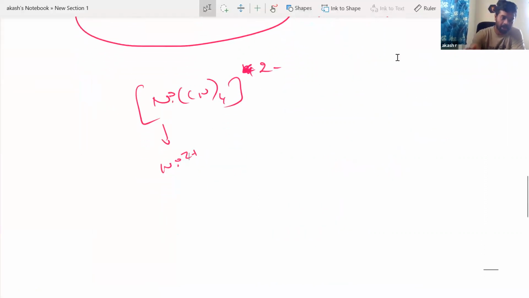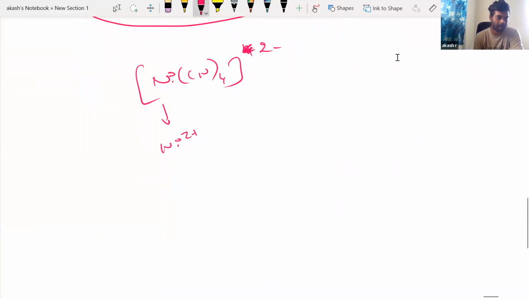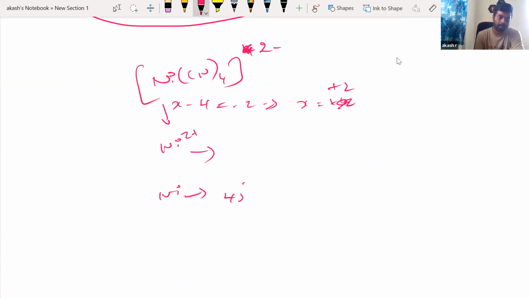So if I have to calculate the magnetic moment of this particular complex, here we understand that x minus 4 equals minus 2, so x is going to be plus 2 configuration. Now I can easily say plus 2 means nickel, which would have had 4s2 3d8. If it's Ni2+, all I would have is the 3d8 configuration. So 3d8 is very simple.